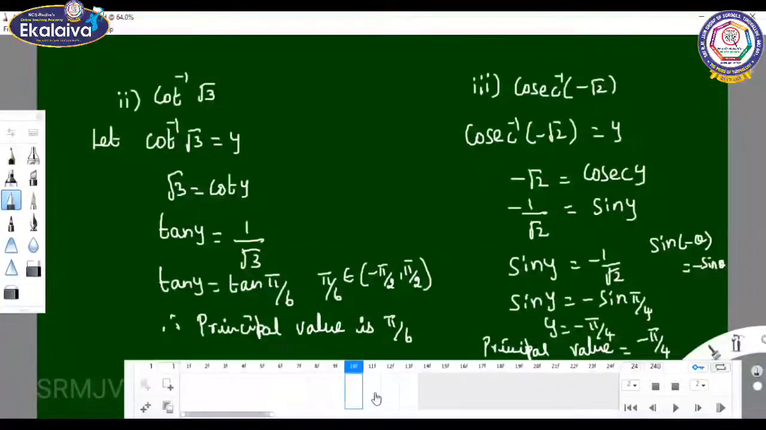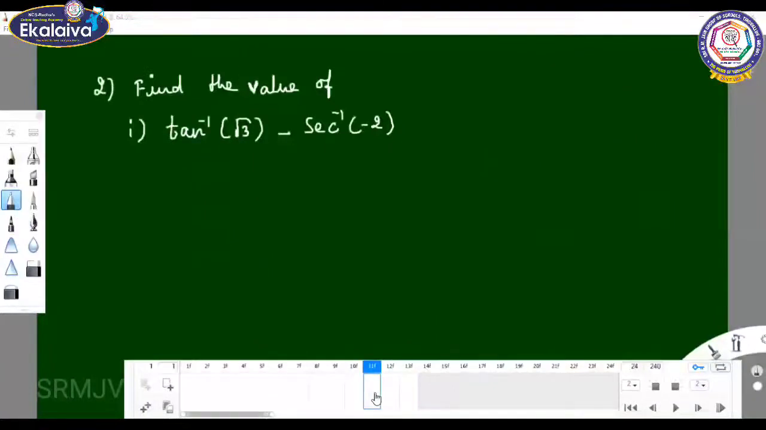See the next sum. What is the next one? Find the value of tan inverse of root 3 minus secant inverse of minus 2. What is tan inverse of root 3? Separately, you can take and do the value. See here, tan inverse of root 3.